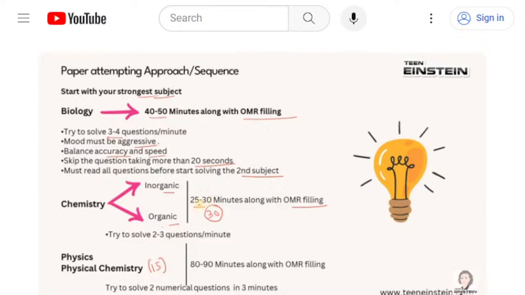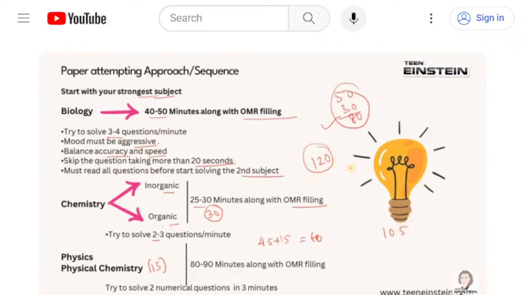Okay, so this time is enough if you go with 2 or 3 questions per minute. Now, at last you take the physical chemistry and physics part. See, you have already passed 50 minutes and 30 minutes, so total 80 minutes you have already passed. So you are left with 2 hours, okay, 120 minutes. So here you have to answer some 45 plus 15, right? So some 60 questions.